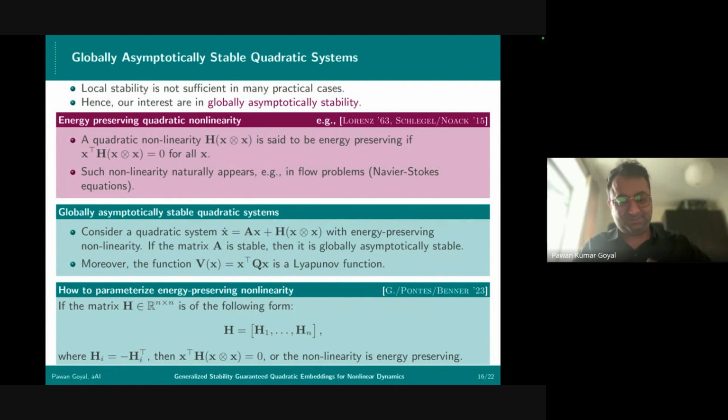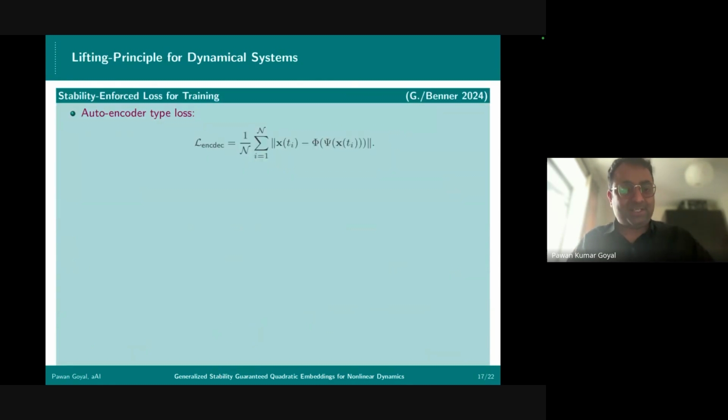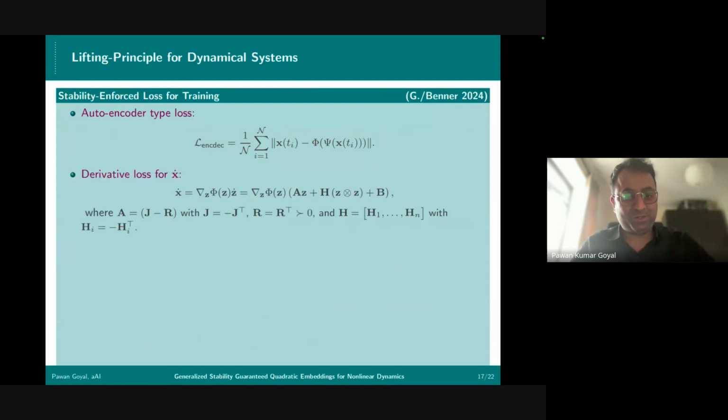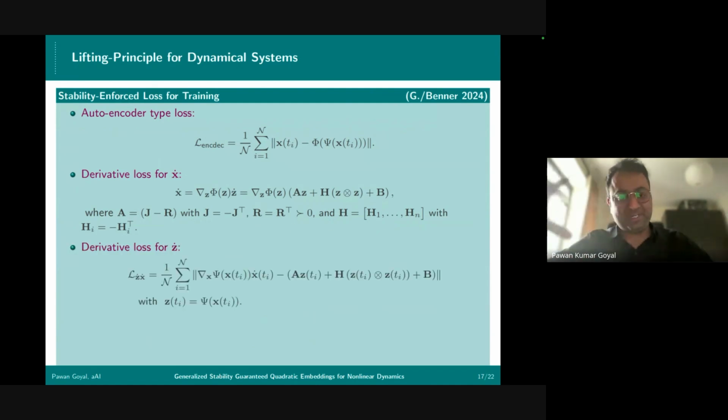So these are some of the concepts which we have utilized to have global stability for quadratic systems. In that sense, how does our loss function change? Our first loss function is actually the encoder-decoder part. But now, when we look at the derivative loss for the x dot, we have the matrices A, H and B, but now all these matrices are constrained matrices. That means A should be J minus R, and H should be skew symmetric or consist of skew symmetric matrices. If we put these things together, we not only learn a quadratic embedding or latent space whose dynamics is quadratic, but it will also be stable by construction.